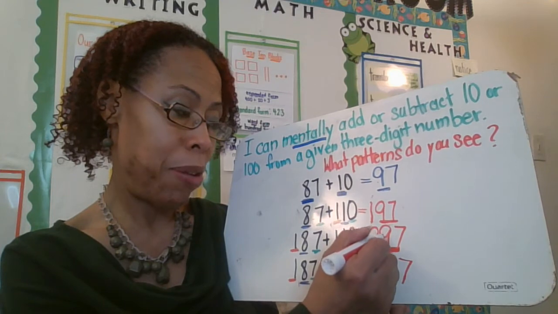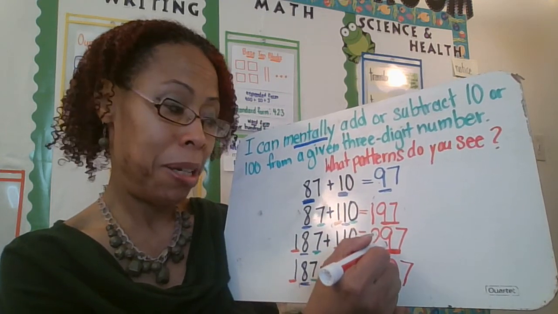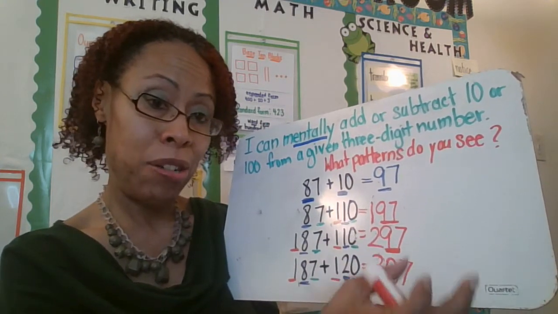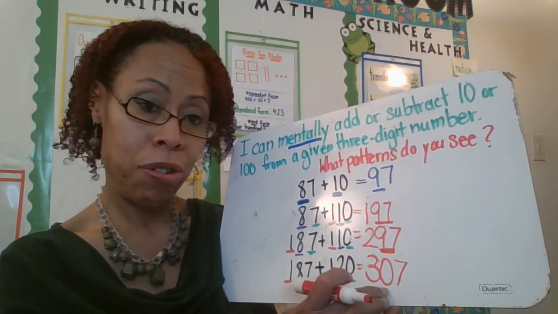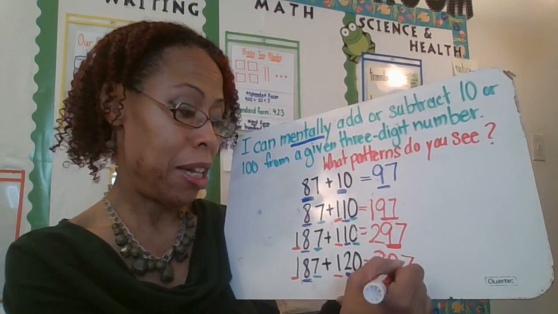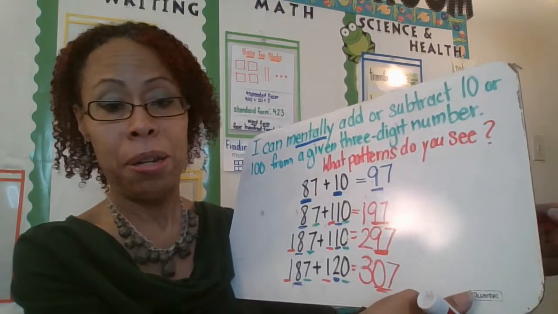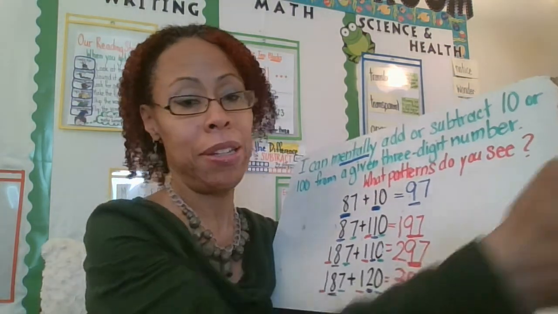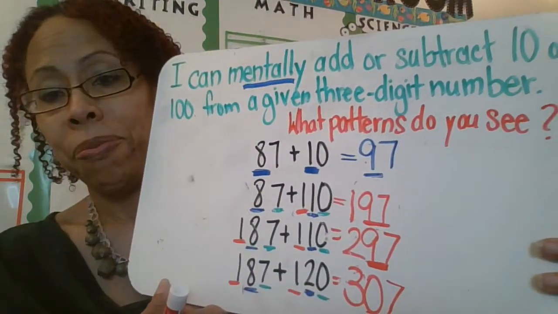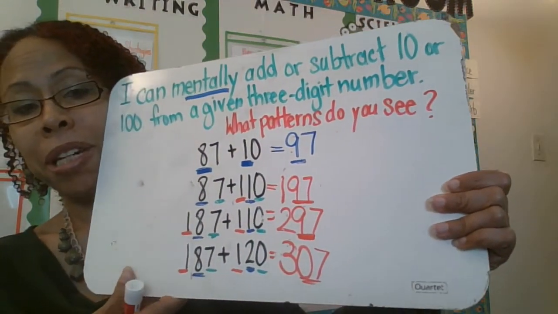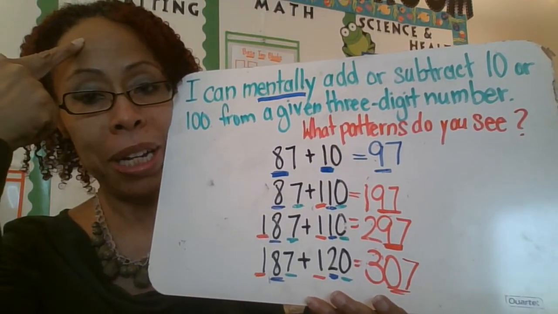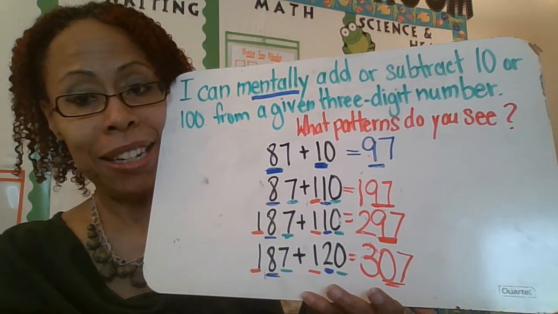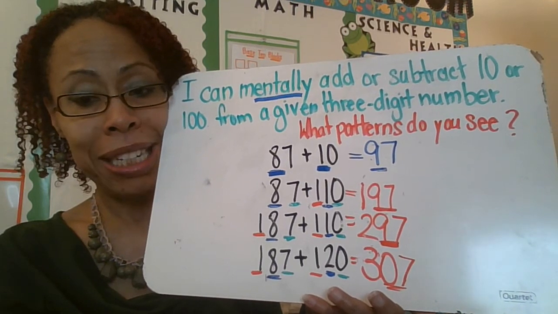So when we add one more 10 to 9 tens, it becomes 10 tens, so we need to rename it into 100. And now there are no tens remaining. That last one might be a little tricky, but the more you practice it, it should become a bit easier for you. Okay, we're looking forward to you mentally, in your mind, adding or subtracting 10 or 100 from a given three-digit number.